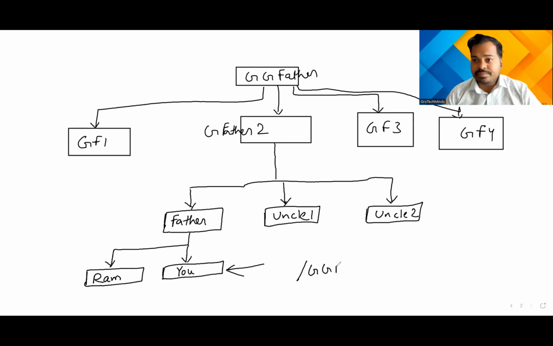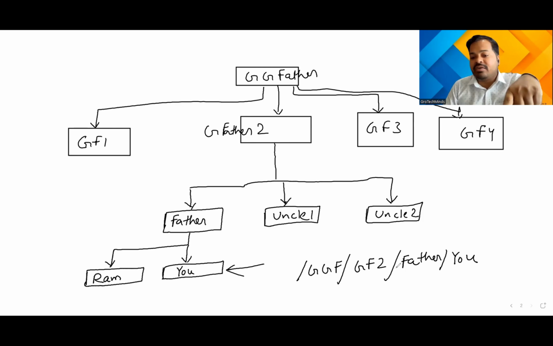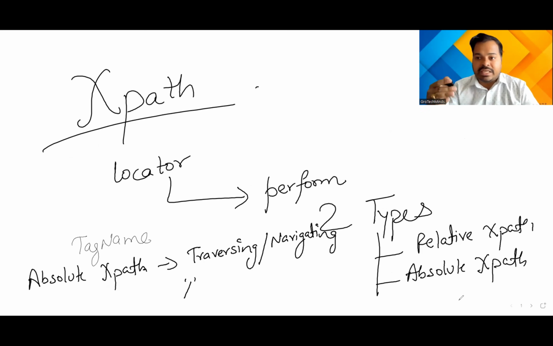Greatest grandfather, then grandfather, then father, then you. Are you all understanding what I'm saying? Tell me frankly. Manish, can you repeat the definition once again? Definition of absolute XPath is traversing or navigating from parent tag name to the child tag name with the help of a single forward slash.